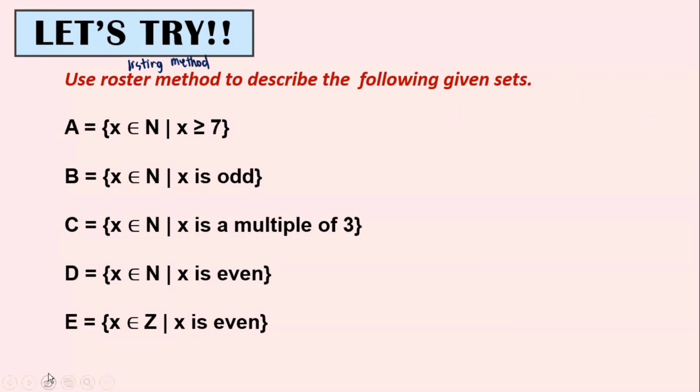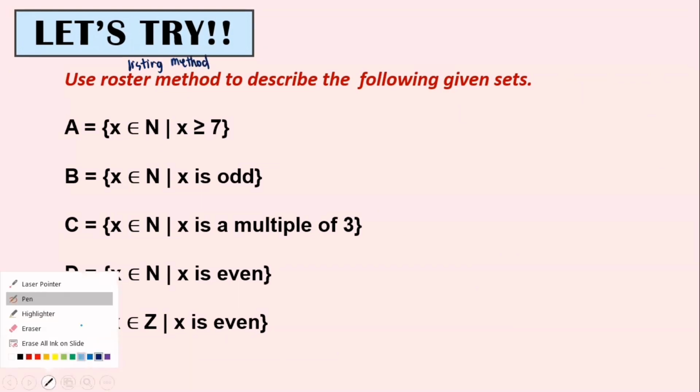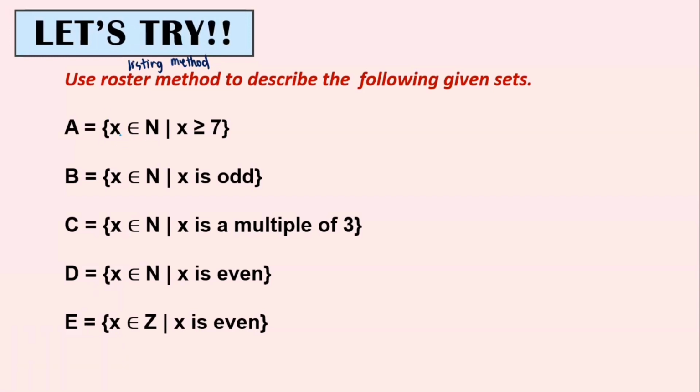Okay, so letter A, set A. So pag sinabi natin na, okay, set daw ito ng natural number. Kasi yung x daw natin ay element ng natural number such that x is greater than or equal to 7. Saan ba nag-i-start ang natural natin? Di ba yan po ay nag-i-start sa 1, 2, 3, etc. Okay, natural. So, ibig sabihin, ang ating set A ay 1, 2, 3, 4, 5, 6, and 7. Okay? 7 is included.